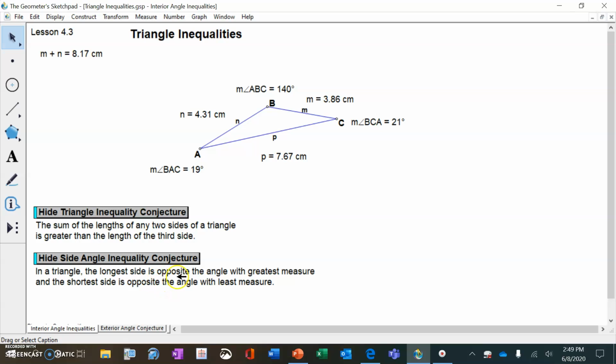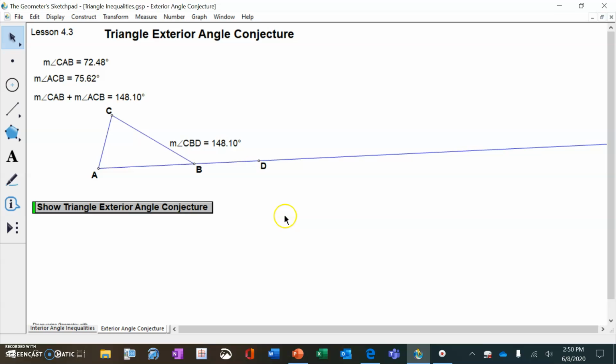In a triangle, the longest side is opposite the angle with the greatest measure, and the shortest side is opposite the angle with the least measure. So we're going to rewrite that again at the end when I show you conjecture number 22's form that is on our conjecture list. Okay, there's one other investigation in the lesson today.